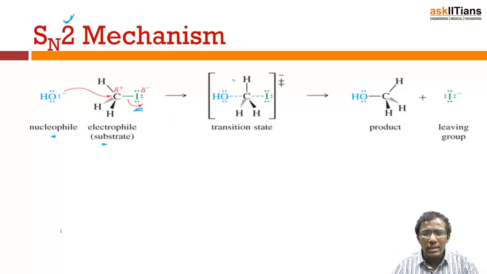Here you will get a transition state where this bond is partially broken and this bond between the OH minus and C is partially formed. So this is the transition state. Soon after, this bond will be formed completely and this bond will be broken completely. So you will get this product, right? And this will be the leaving group.